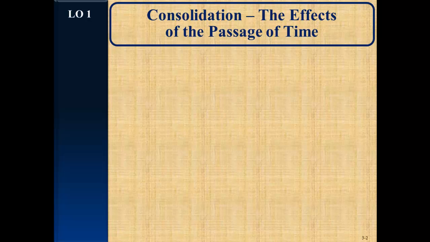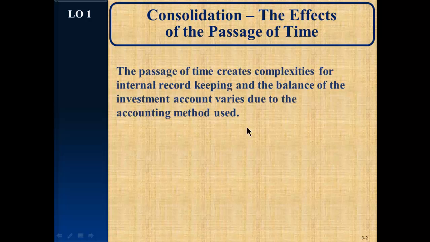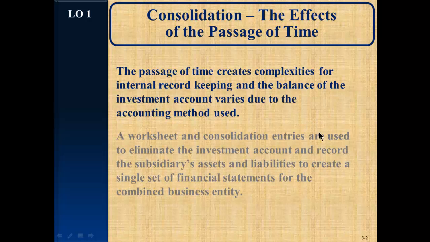Now, maybe 1, 2, 3 years have passed, and what happens? Obviously there are some complexities that are created as that happens. You have dividend transactions from subsidiary to parent. You can have all the intercompany transactions that we're going to get into more detail in chapters 4, 5, and 6. So that's something we'll have to deal with.